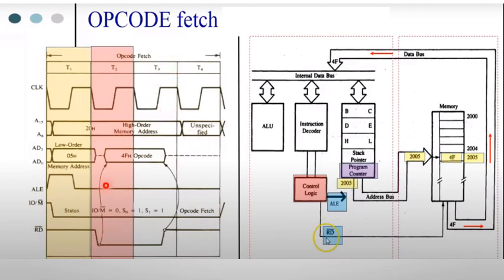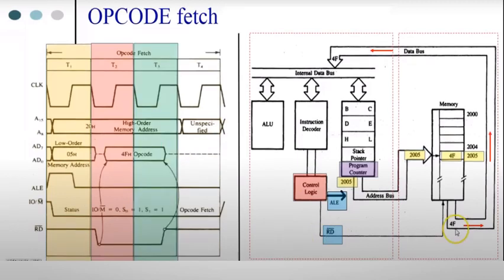Once this opcode is being read, what does it have to do? It has to decode it. That will happen in the remaining cycle. I will be telling that now. So until the third cycle, the opcode is being read.